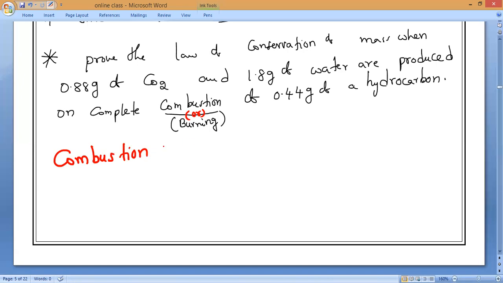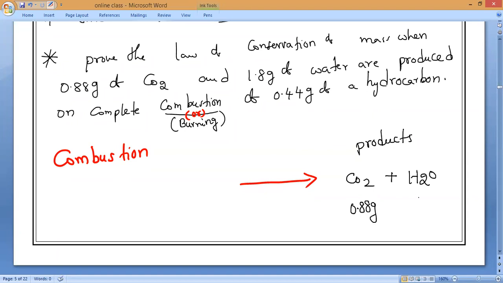Combustion reaction. So first of all, write the reactants and products. What are the products? Everyone should tell me the products. Carbon dioxide and water. Carbon dioxide plus water. How much carbon dioxide? 0.88 grams of carbon dioxide, and here 1.8 grams of water. Now, which is equal to the hydrocarbon. If I burn it, it is reacting with whom, guys? Oxygen. It is burning with oxygen.